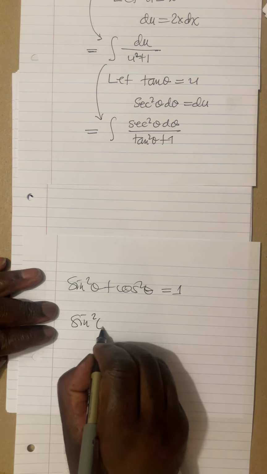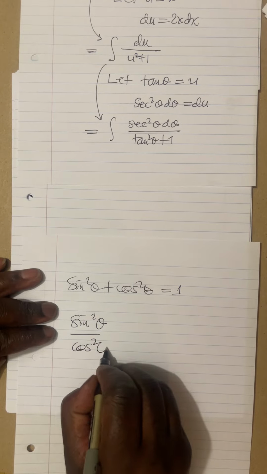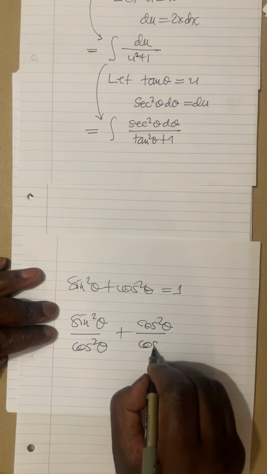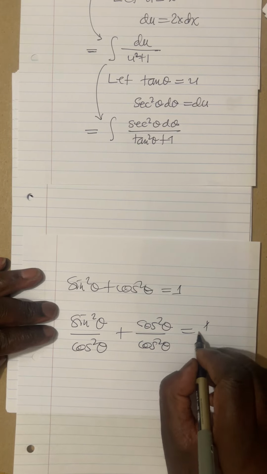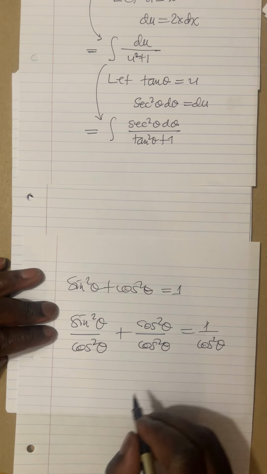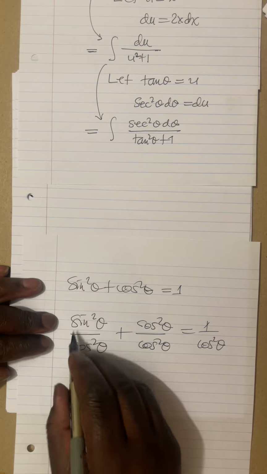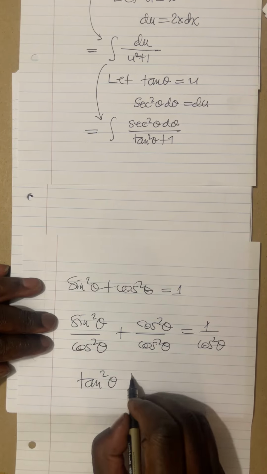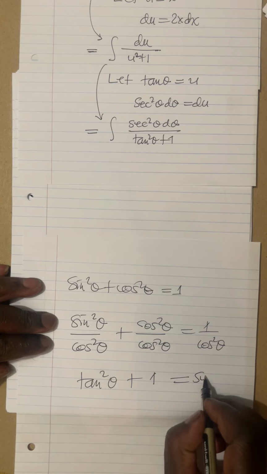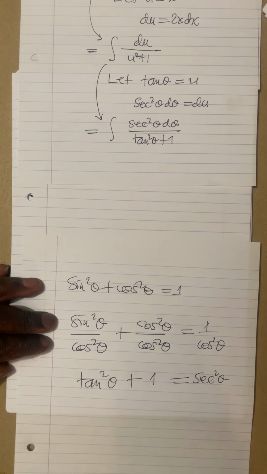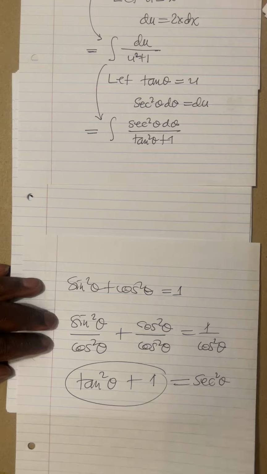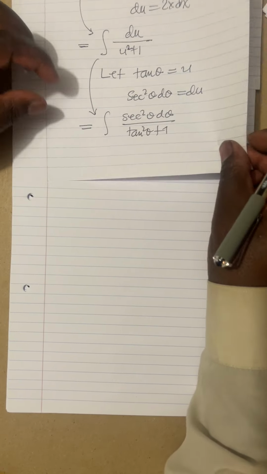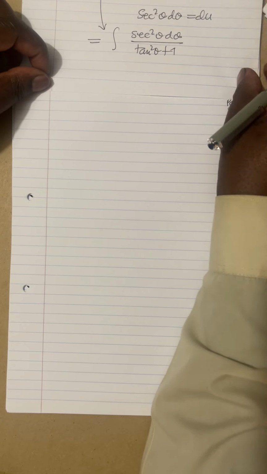So this is sine squared theta over cos squared theta plus cos squared theta over cos squared theta equals 1 over cos squared theta. Now, this is tan squared theta, since sine over cosine is tangent, plus 1. What is this? Sec squared theta. That's why I was saying this equals that. It comes from there.